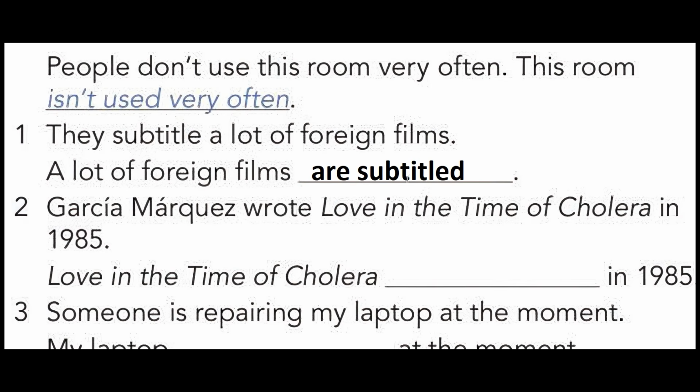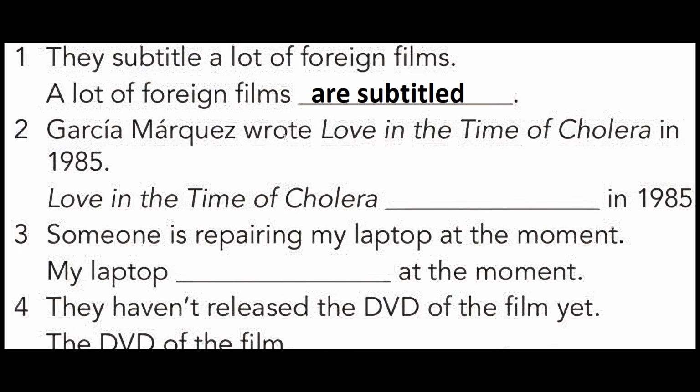It's not necessary. Number 2. Garcia Marquez wrote Love in the Time of Cholera in 1985. Love in the Time of Cholera in 1985, I think, was written by... or actually, is it so important to say by whom? I think we can just do it like this: Love in the Time of Cholera was written in 1985. Maybe that's the main idea here. But you can add "by Garcia Marquez."